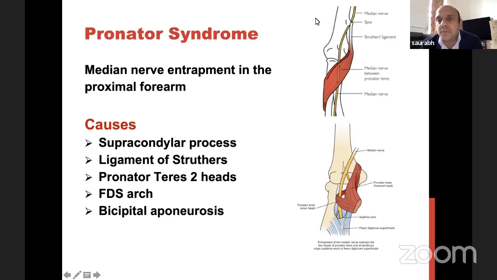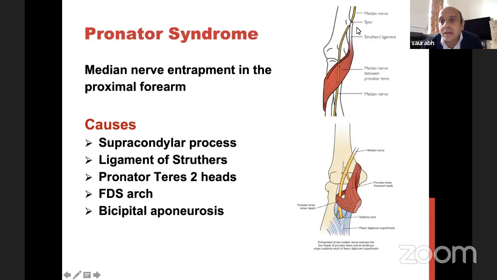So see, as you were saying, that's your supracondylar process. And then there's a ligament which comes from there to the medial epicondyle. But the ulnar nerve is behind it. It's a posterior structure. From what I'm aware of, I've not heard of the ligament of Struthers causing ulnar nerve compression, personally at least. Only Osborne's fascia.